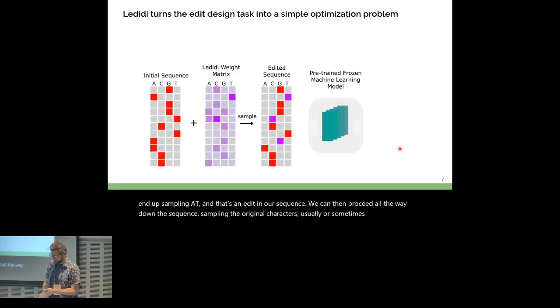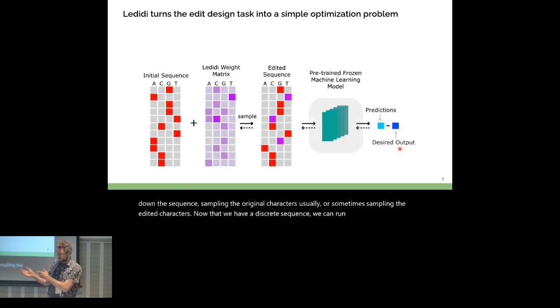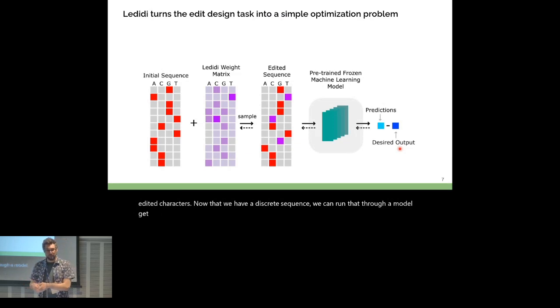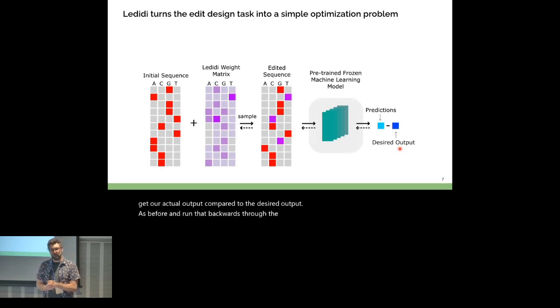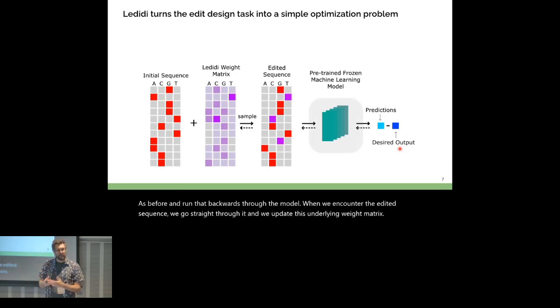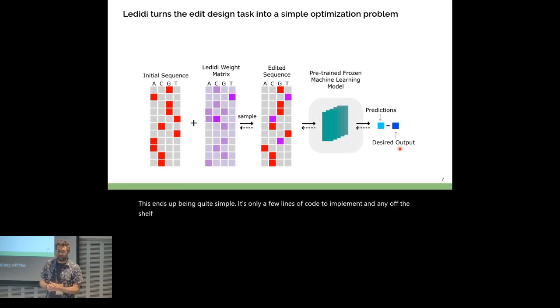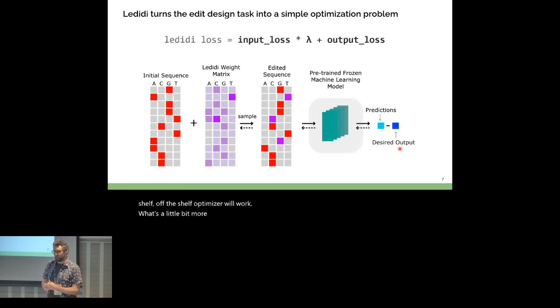Now that we have a discrete sequence, we can run that through a model, get our actual output, compare it to the desired output as before, and run that backwards through the model. When we encounter the edited sequence, we go straight through it and we update this underlying weight matrix. This ends up being quite simple. It's only a few lines of code to implement, and any off-the-shelf optimizer will work. What's a little bit more challenging is the loss function that we are optimizing.